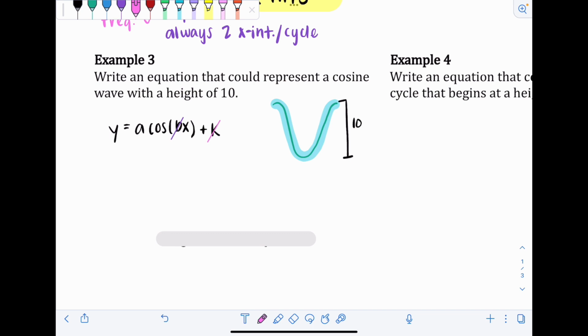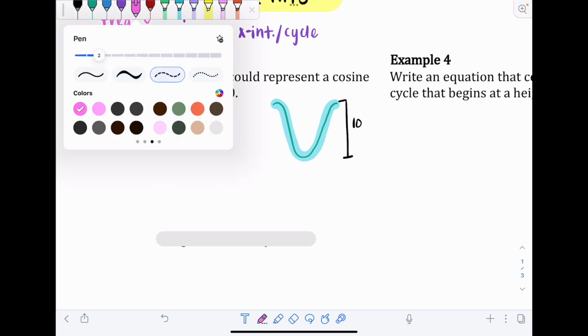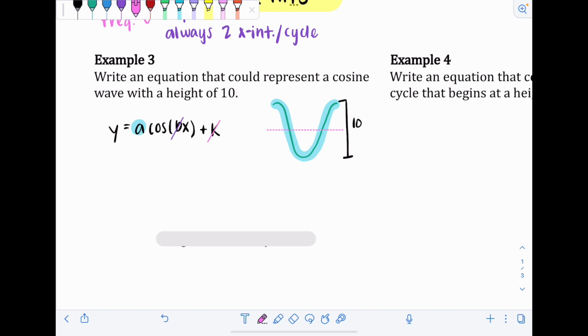The letter that is related to the height of the wave, or the distance between the highest point and the lowest point, is the A, amplitude. And amplitude, the definition of it, is the distance from the midline up to the maximum or down to the minimum. So it may be helpful to draw a midline in here. And again, it's just a really raw sketch, but it's sometimes helpful to see a visual.